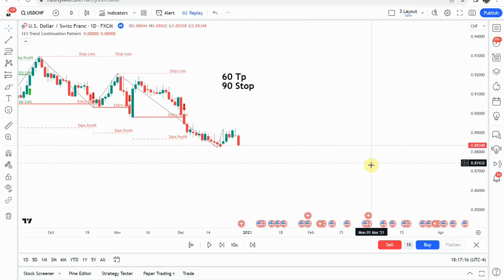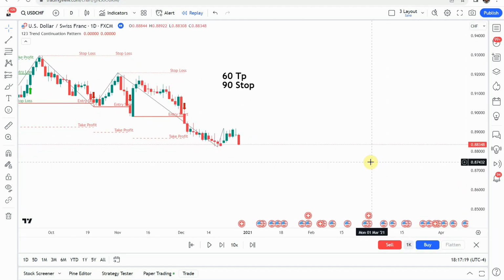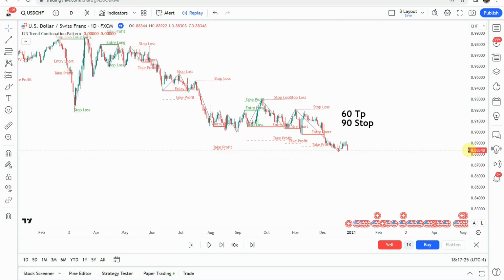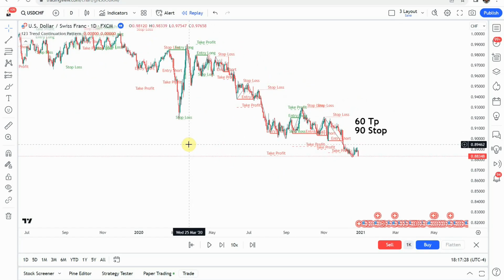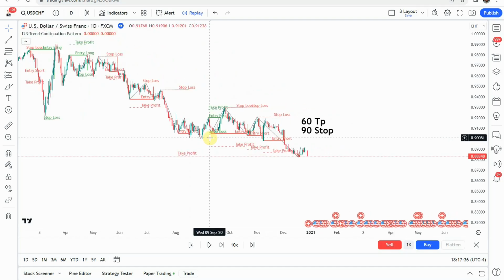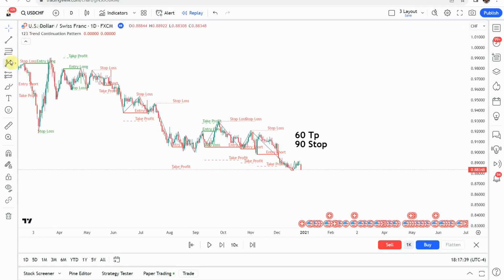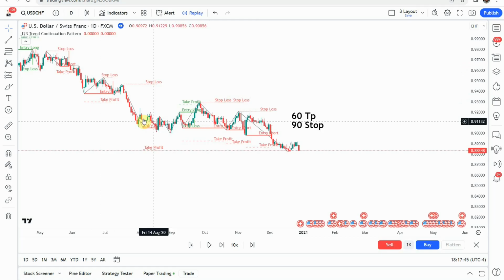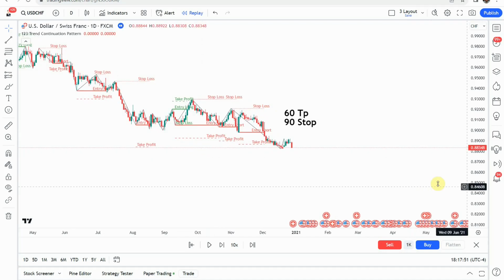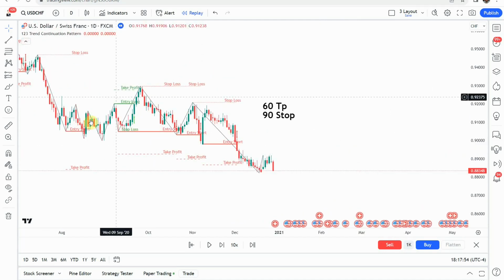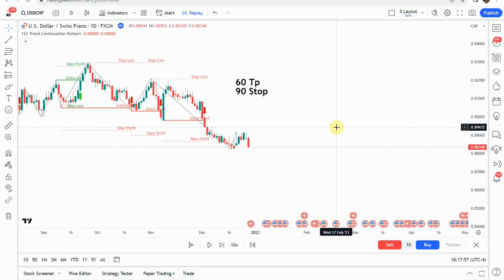Okay, so today we are testing the 1, 2, 3 trend continuation pattern indicator. And you can see it here on screen. It actually looks quite similar to the market structure type indicators that we have been testing here recently, and that is because the 1, 2, 3 pattern, or as they call it, trend continuation pattern, is more or less based off of market structure, very similar to the market structure indicators that we have been testing here recently.